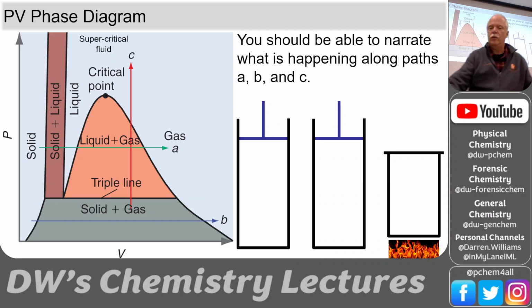So we can look at this. Let's say we start out with our piston way down here. Let's do B in this column. So our piston's way down here, and we've got solid. So we're right here at this point. We'll do one, okay? And so it's all solid.